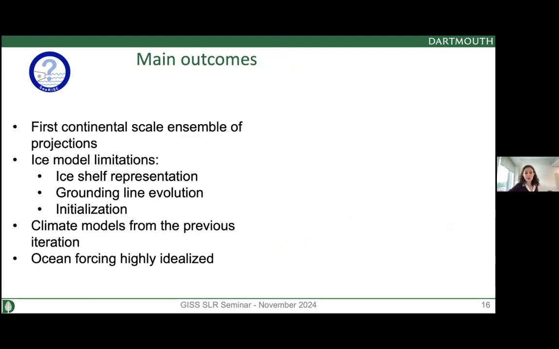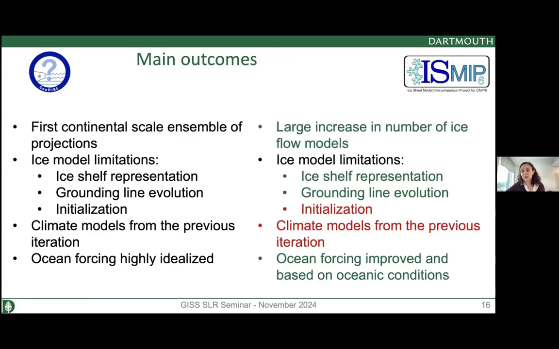So, okay, that was a summary of these ISMIP6 results. As I said, that was one of the sources of information that was used for the last IPCC report. And so what did we learn from that? Well, first we saw that we have a much larger number of ice flow models that could take part compared to the previous efforts.